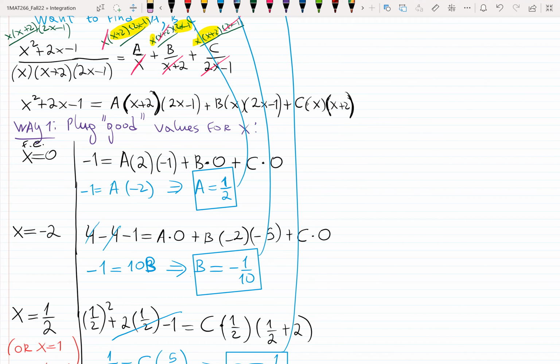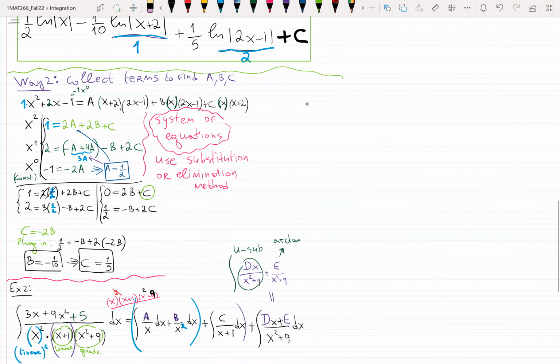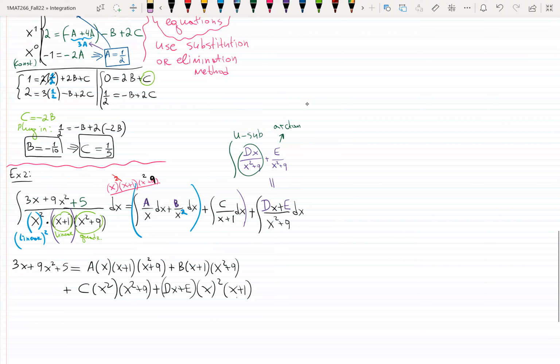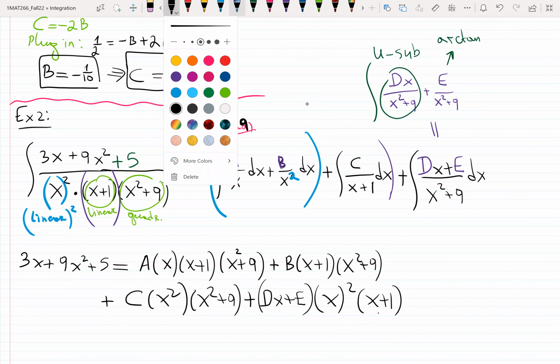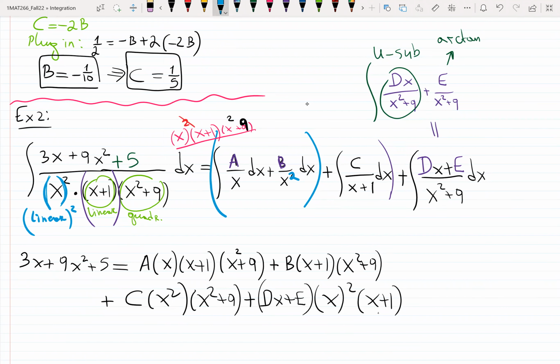That's partial fraction decomposition. I have lots of cool examples in my videos. But as you can see, this is kind of the most important. If you have linear squared, that's x squared, then it's going to be A over x plus B over x squared, because it's linear repeated twice. If you have linear not repeated, I will have C over linear, x plus 1. But if I have x squared plus 9, it's quadratic. So I will have Dx plus E, or basically an Ax plus B shape, over the quadratic.